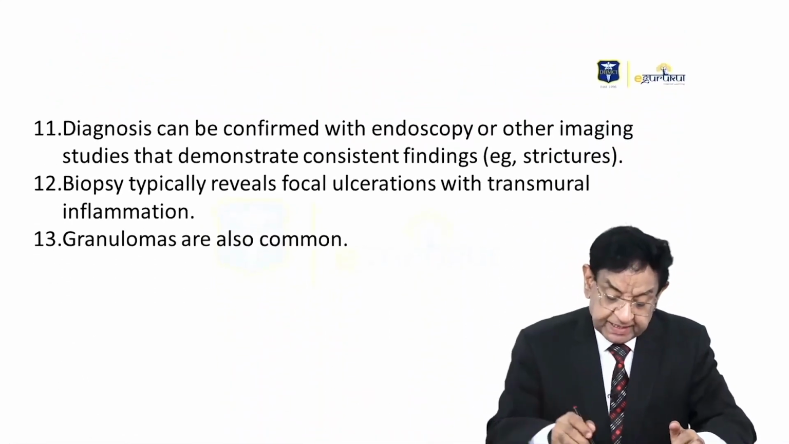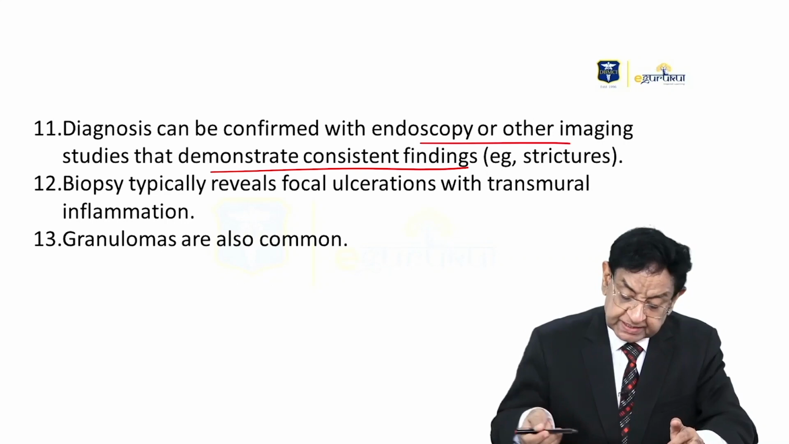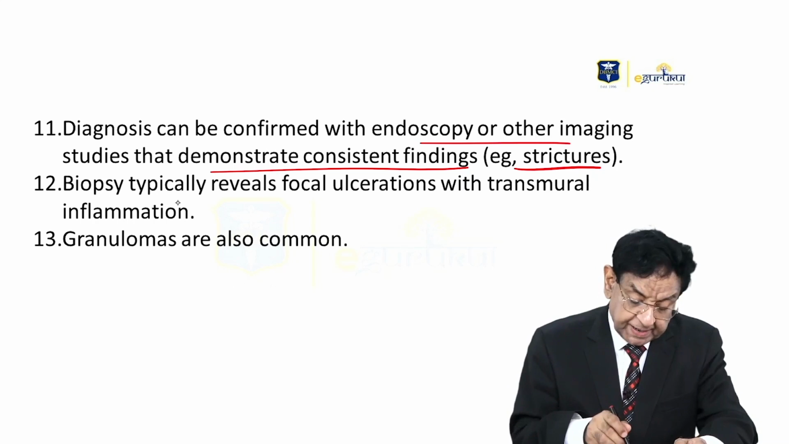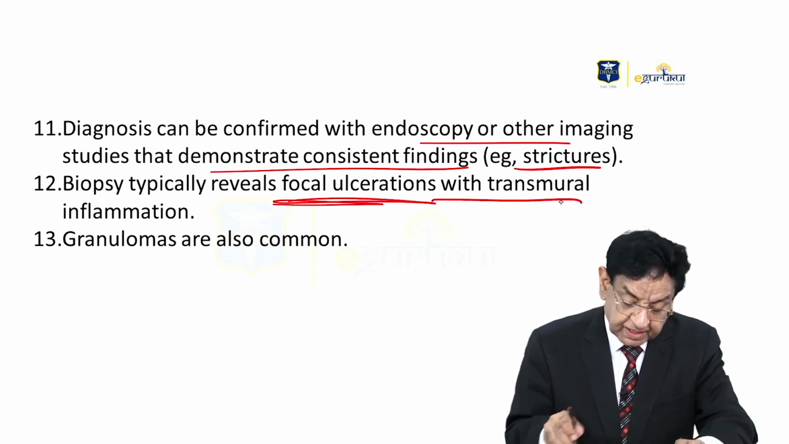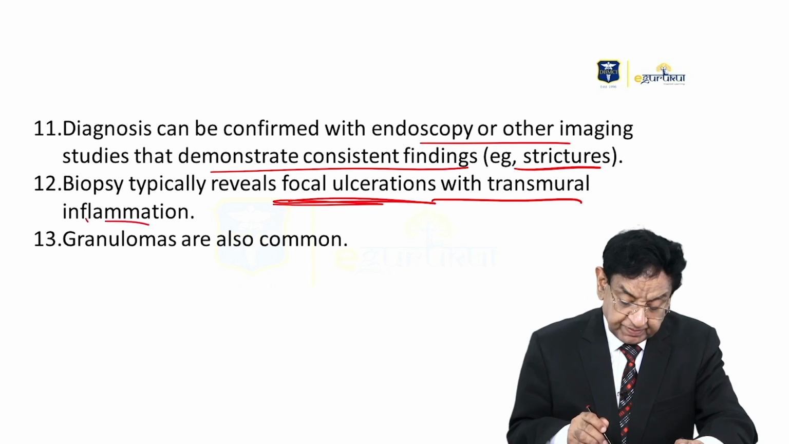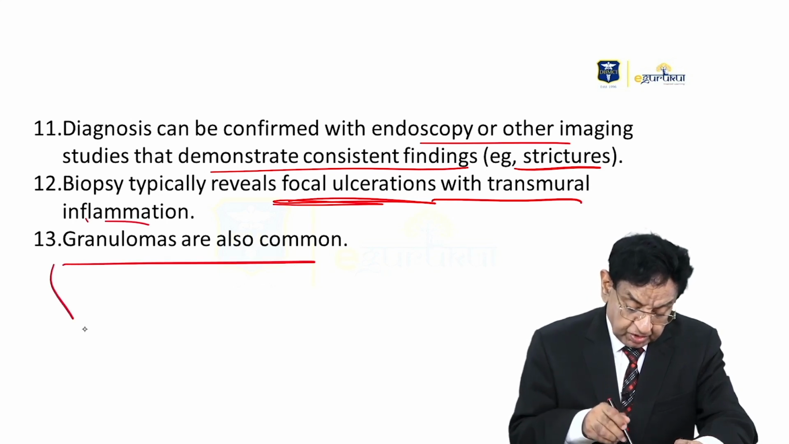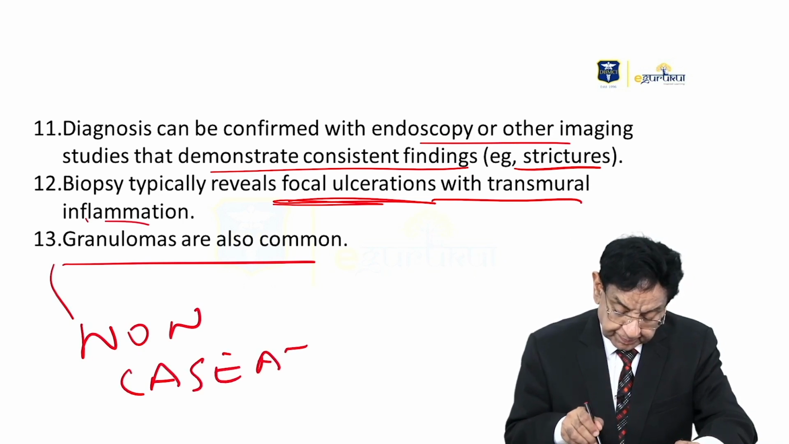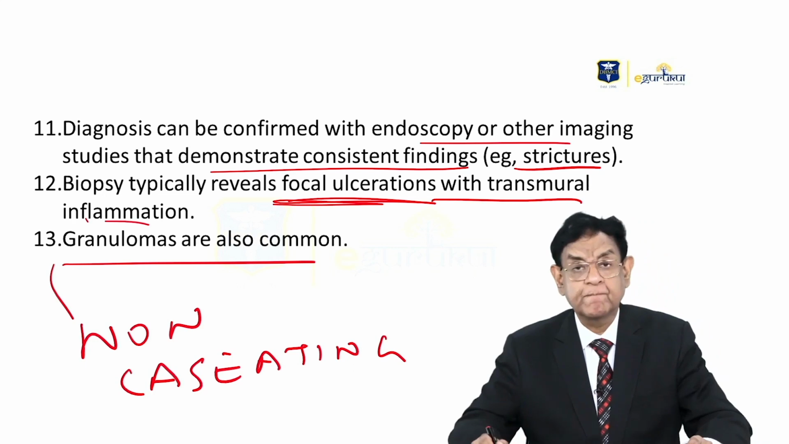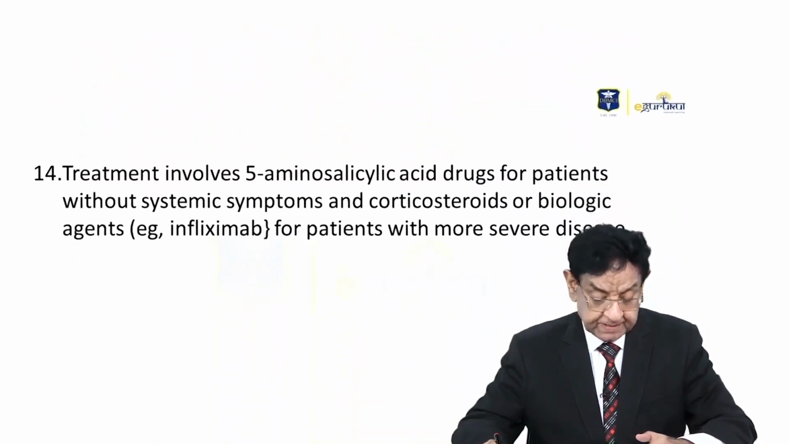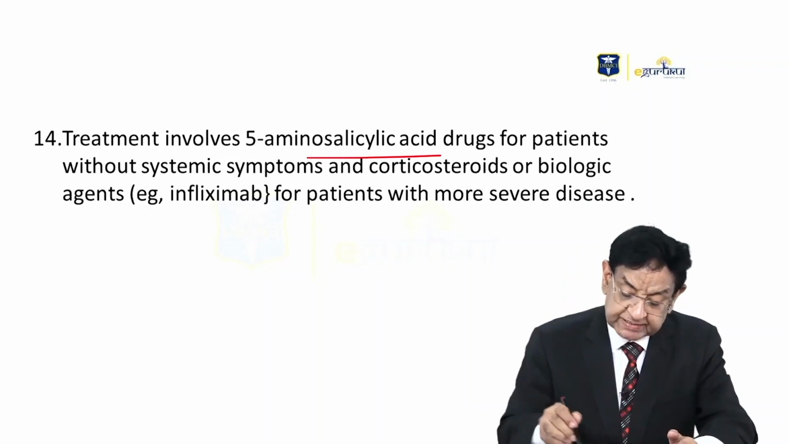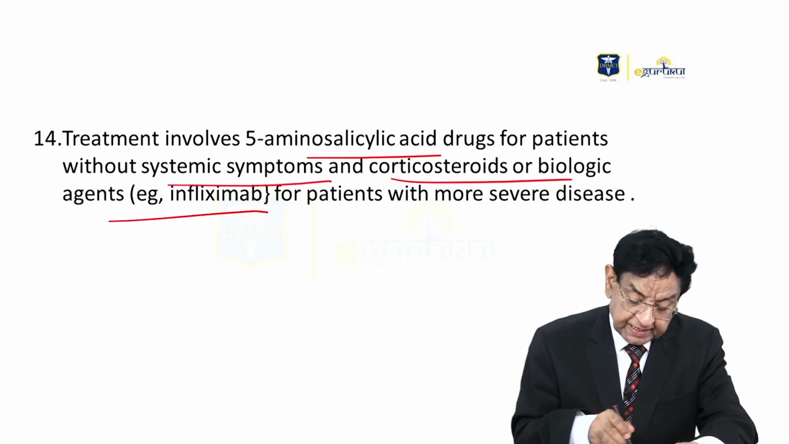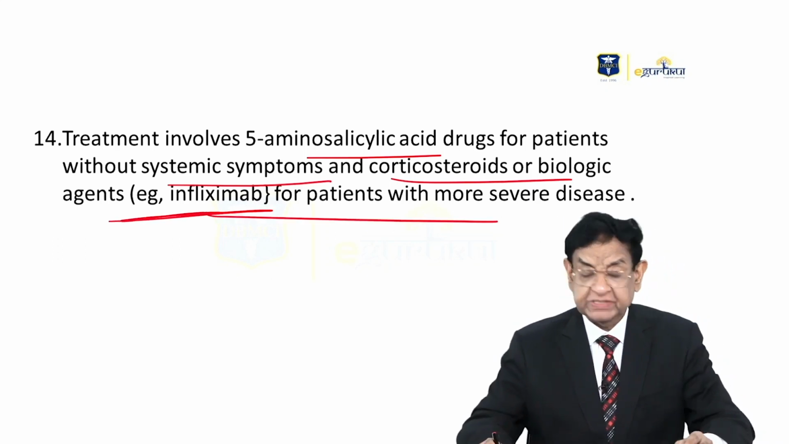Diagnosis can be confirmed by endoscopy or other imaging studies demonstrating consistent findings, strictures. Typically, biopsy reveals a focal ulceration with transmural inflammation. Granulomas are common. They are non-caseating. Treatment includes 5-aminosalicylic acid for patients without systemic symptoms, and steroids or biologicals like infliximab for patients with more severe disease.